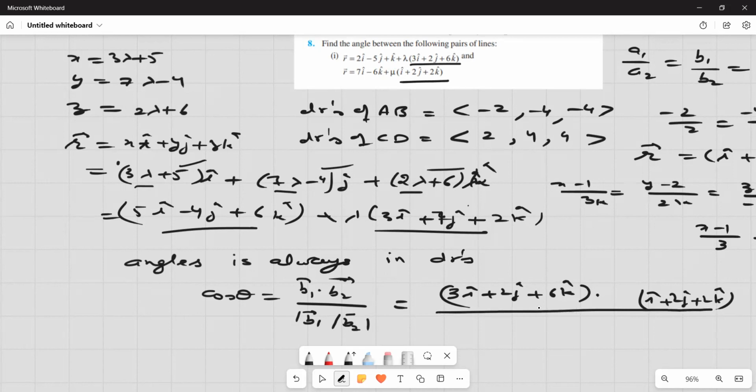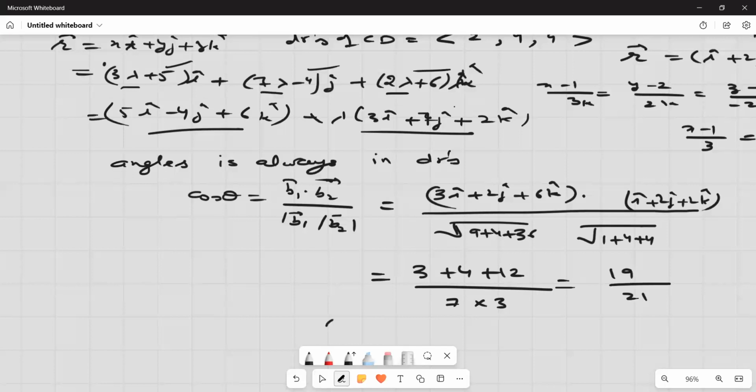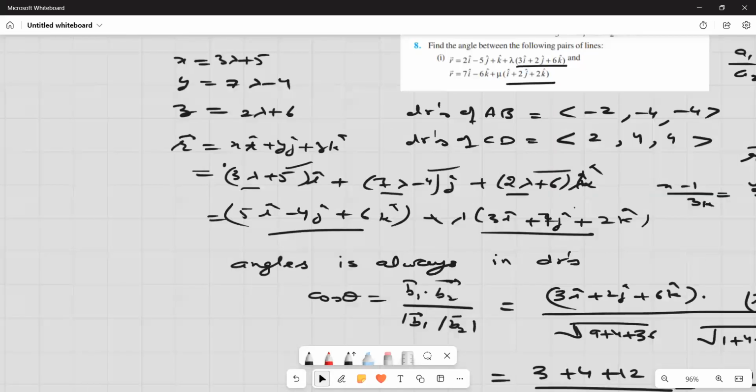Dot product upon magnitude of this will be 9 plus 4 plus 36, and magnitude of this will be 1 plus 4 plus 4, right? So this is i dot i, j dot j and k dot k. So this is 3 plus 4 plus 12 upon 49 is 7 and 9 is 3. So this is 19 by 21. So theta is equal to cos inverse 19 by 21. Here, this is the angle between them.